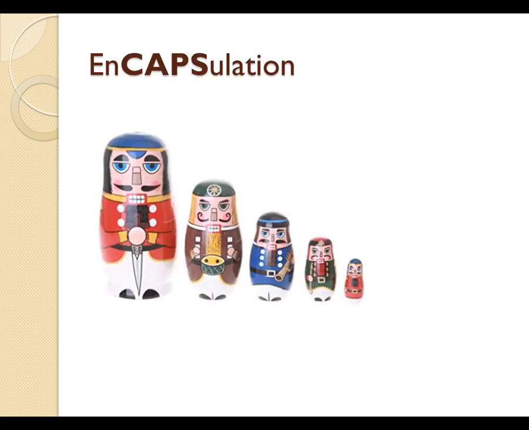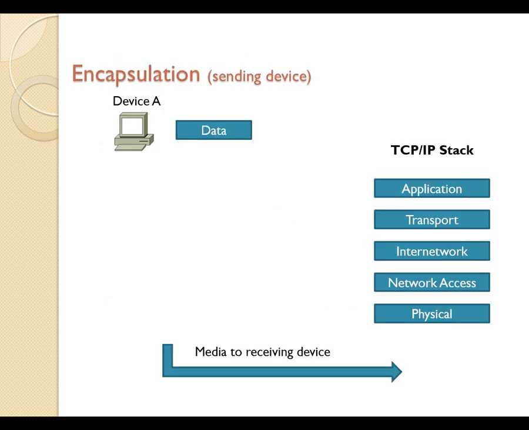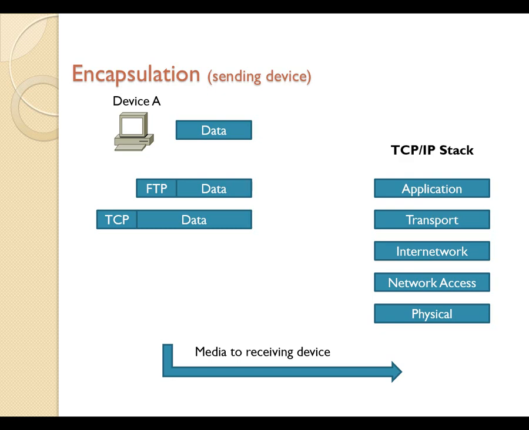So you might think of this encapsulation as a set of nested Russian dolls. So let's take a look at what this looks like. I have something that I'm sending from a device A, and I send the data down to application data. It's going to put its application header on it. I will then send that down to the transport layer, and because it's FTP, it uses TCP at layer 4. I add the TCP header onto it.